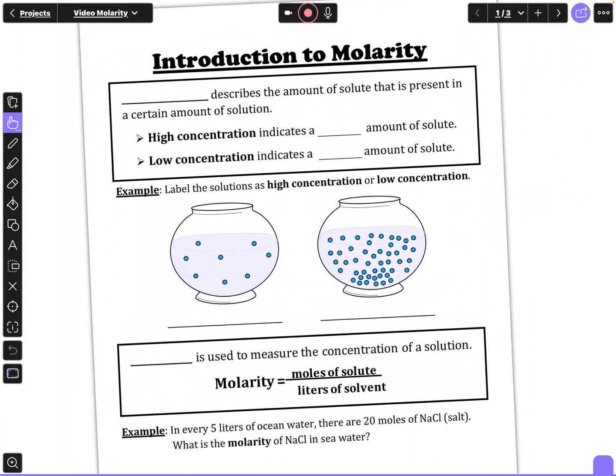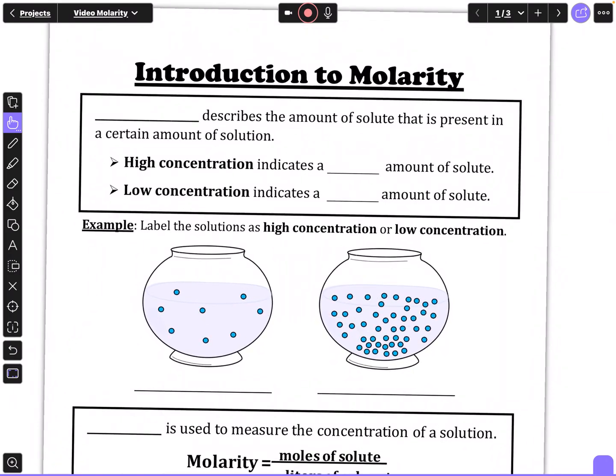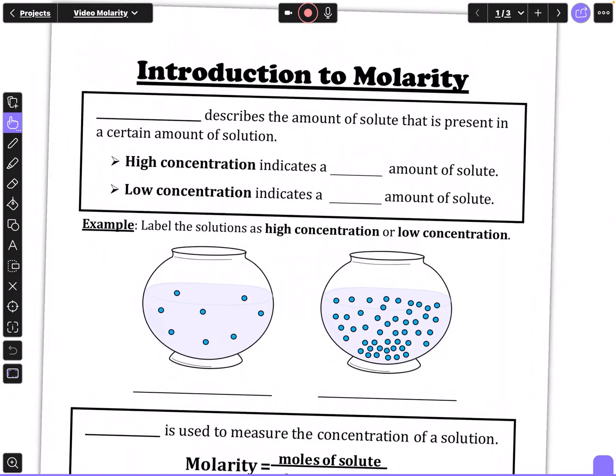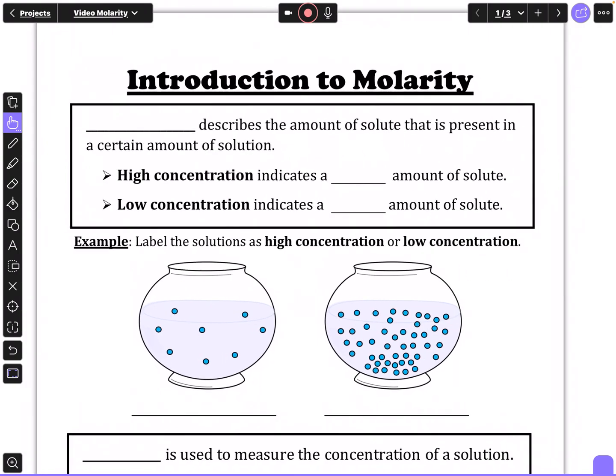Okay, so today we're going to talk about a concept called molarity that we mentioned just a little bit yesterday. And our first blank here would be concentration. And that describes the amount of solute that's present in a certain amount of solution. Now we know the solute is what is dissolved in a solution, is present in a smaller amount. The solvent is present in a larger amount, and that's what does the dissolving.